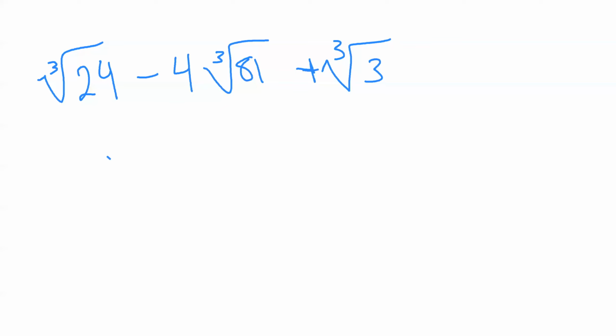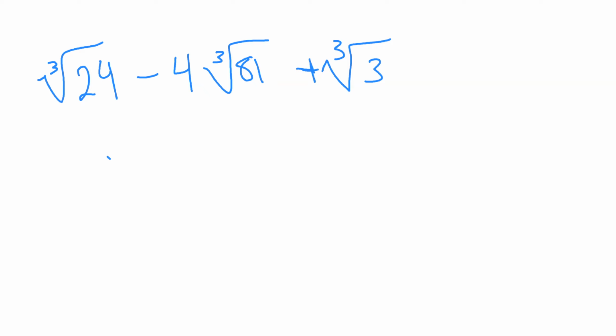Our first example is the cube root of 24 minus 4 times the cube root of 81 plus the cube root of 3. At first glance, these do not look like like radicals, but we should probably simplify each of them first just to see.